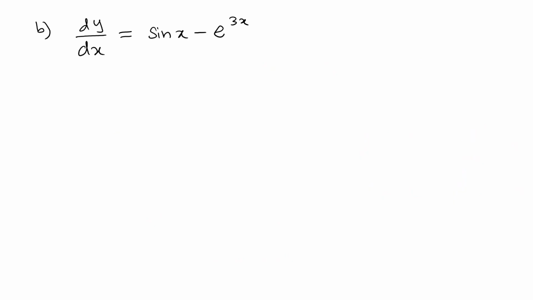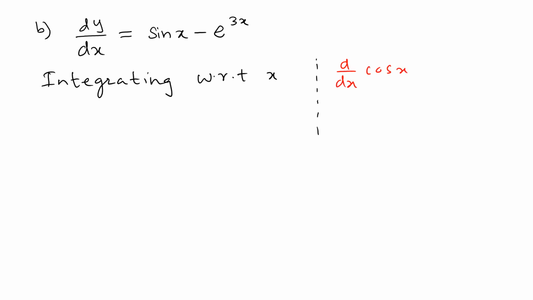So we have dy over dx equals sine x minus e to the 3x. Again, as before, you can see the right side is just a function of the independent variable, so you can directly integrate. So we integrate with respect to x, and you want to think about where the sine x is coming from. If you think backward, you know that the derivative of the cosine function is negative sine x.